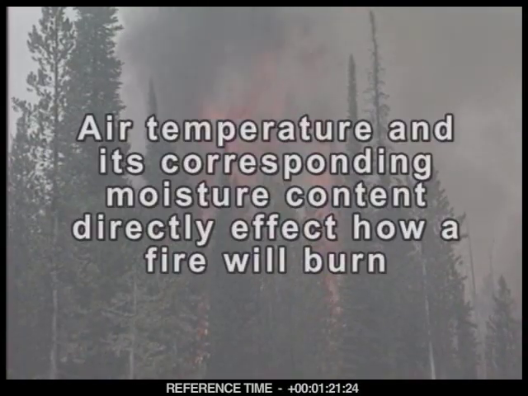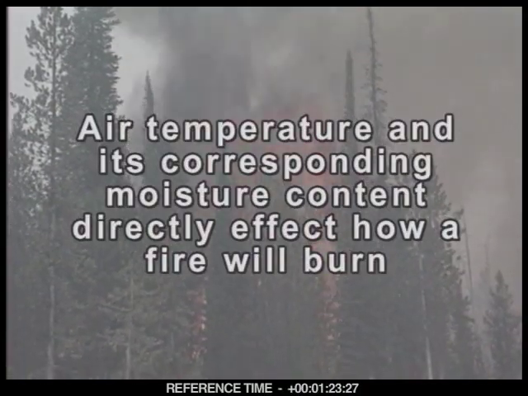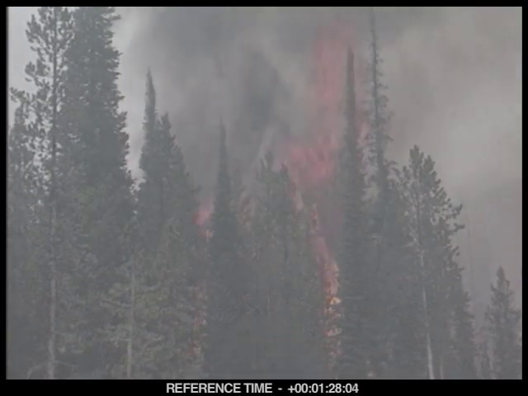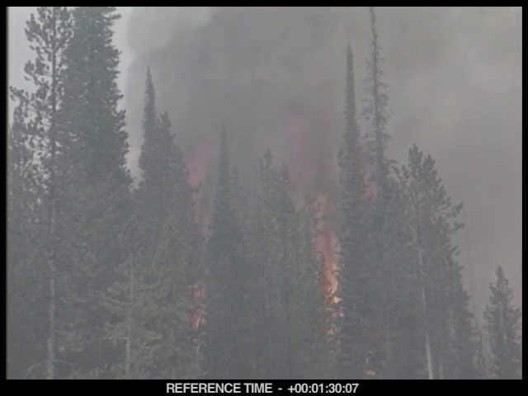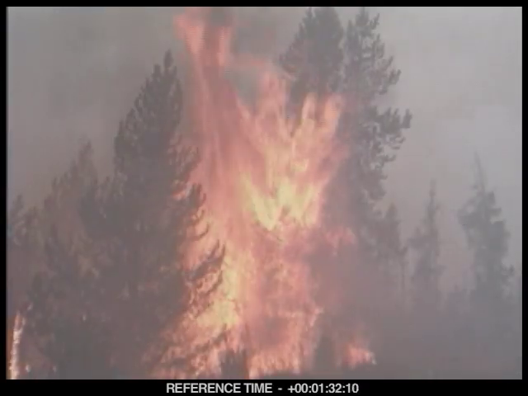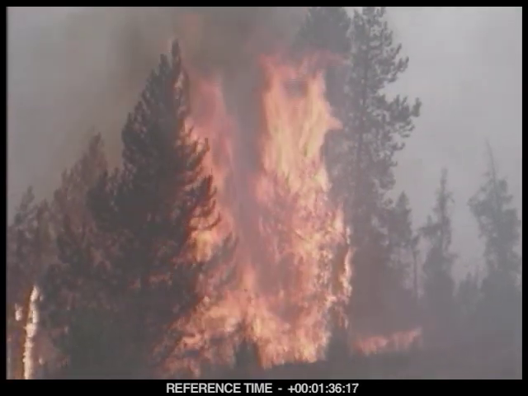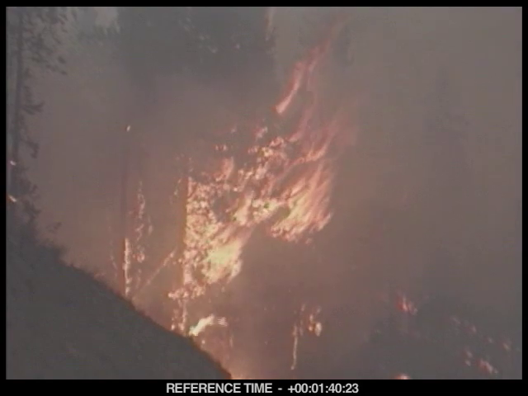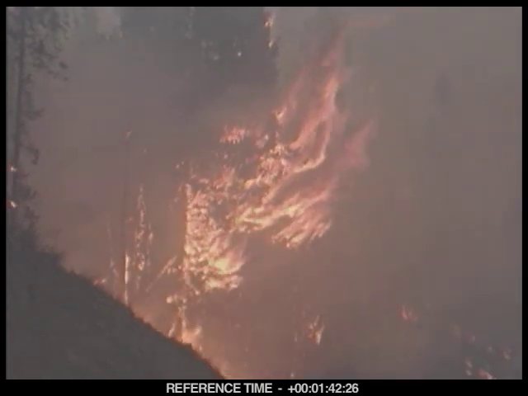Air temperature and its corresponding moisture content directly affects how a fire will burn. As hot air draws moisture from dead fuels, it dries the fuel further, lowering ignition temperatures. Air temperature is affected indirectly by solar radiation. As solar radiation warms the earth, it changes the temperature of the fuels. The rise in temperature of the fuels changes the air temperature.